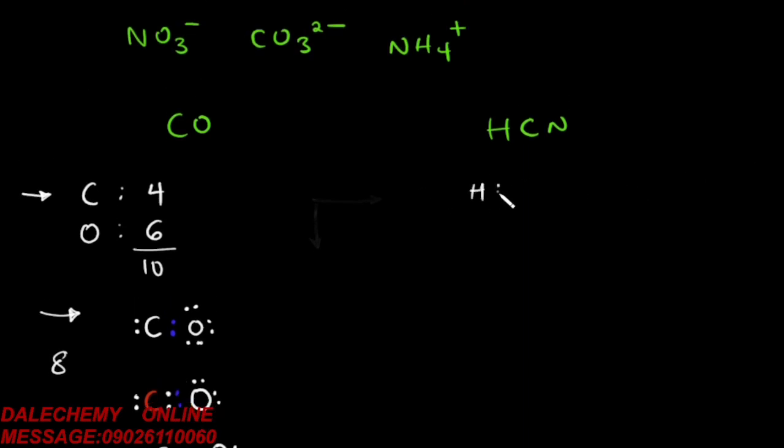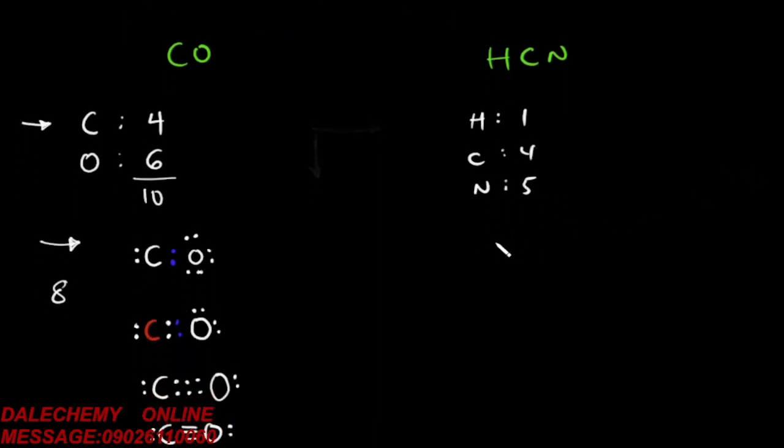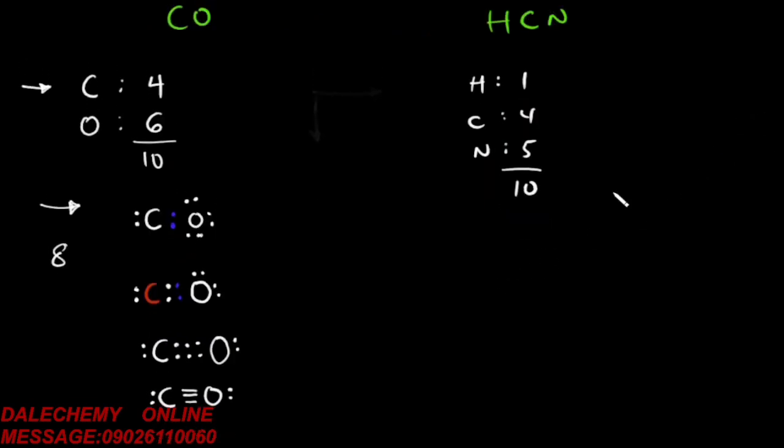HCN, we have hydrogen, just one valence electron, carbon we have 4, and nitrogen we have 5. Okay, so the total is now 10. And if you want to draw it, I have told you already that hydrogen will always be at the terminal, the second rule. So hydrogen will always be at the terminal. Okay, now between the carbon and nitrogen, which one will be at the center and which one will be at the terminal? So normally between these two guys, nitrogen should be at the terminal. Okay, this one should be the central atom because it is less electronegative than nitrogen.